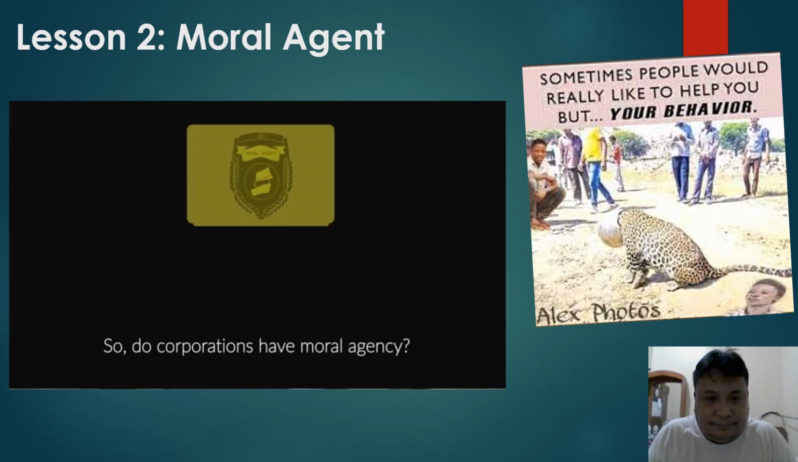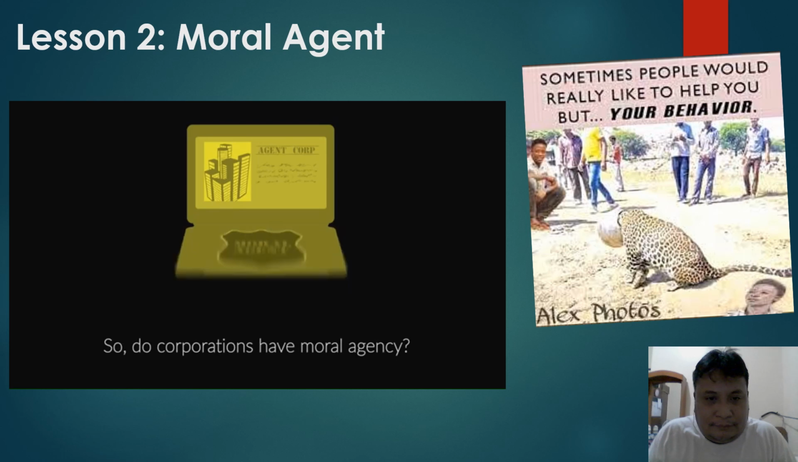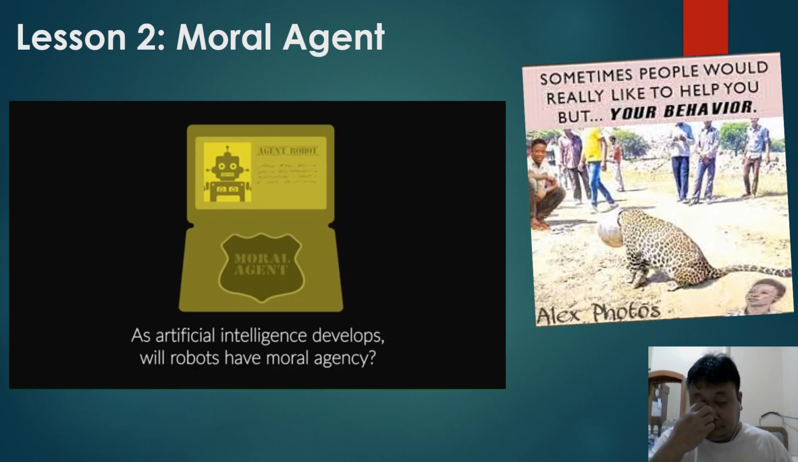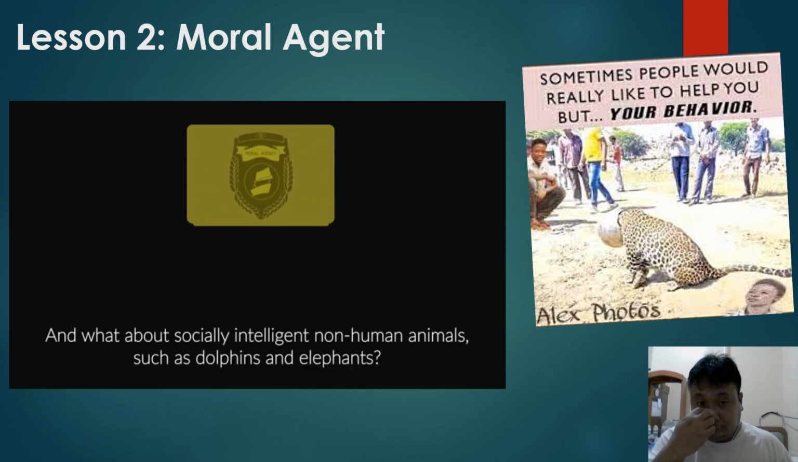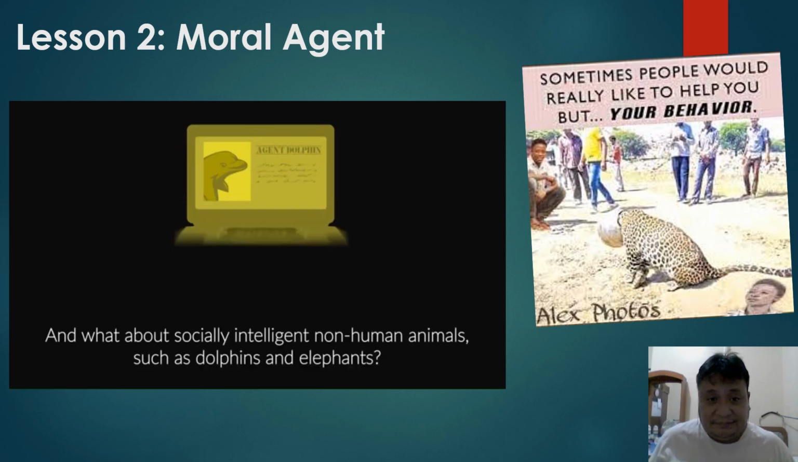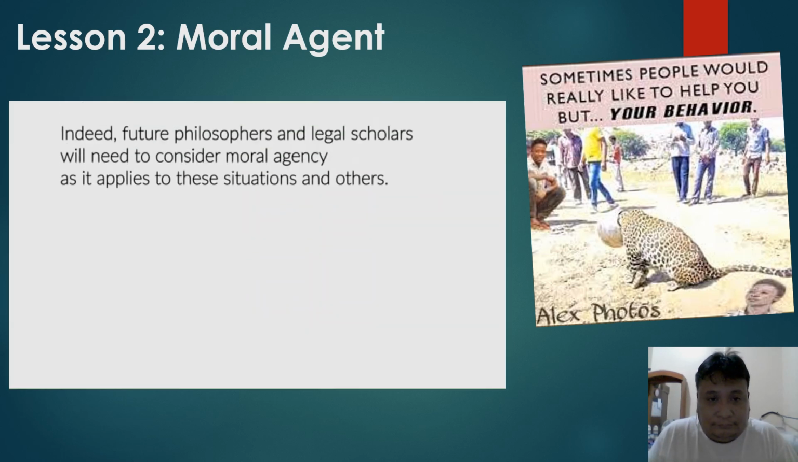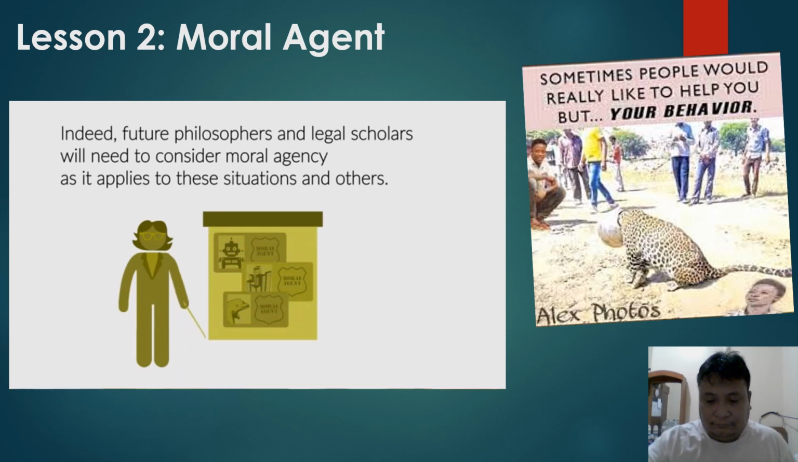So, do corporations have moral agency? As artificial intelligence develops, will robots have moral agency? And what about socially intelligent non-human animals, such as dolphins and elephants? Indeed, future philosophers and legal scholars will need to consider moral agency as it applies to these situations and others.